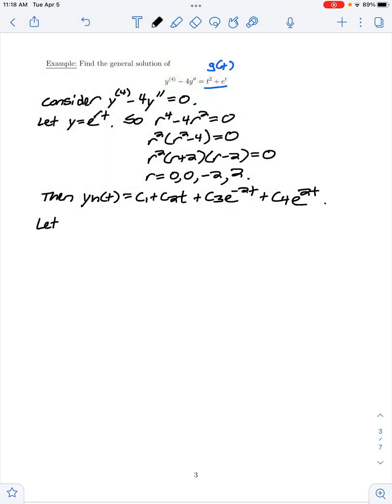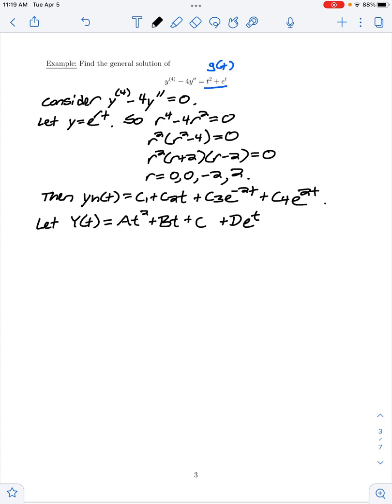So for our particular solution, we might start by considering something of the same form. Let's take a general quadratic, at squared plus bt plus c. And then we could add a constant times e to the t. Now when we compare this with our homogeneous solution, we see that both a constant and a constant times t are part of the homogeneous solution because 0 was a double root of our characteristic equation.